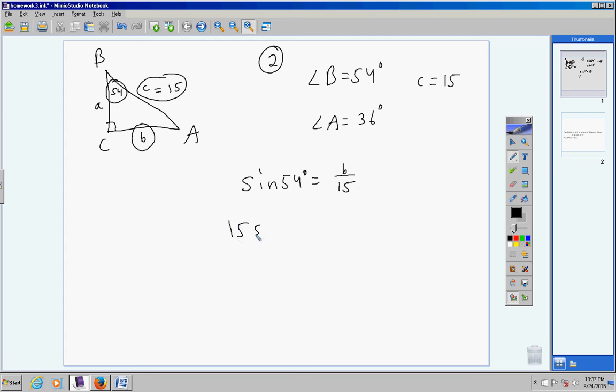Multiply both sides by 15. 15 sine of 54 degrees equals B. Multiply this side by 15, the 15's cancel. Multiply this side by 15 over here. Okay, so 15 sine of 54 equals 12.1. So B equals 12.1. You are welcome to use Pythagorean's theorem if you want to find the last side.